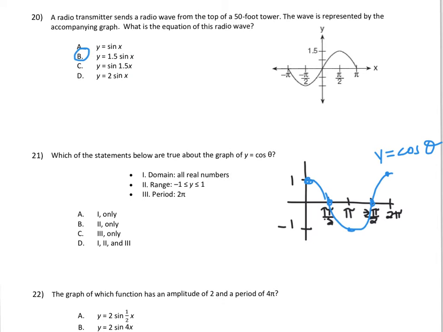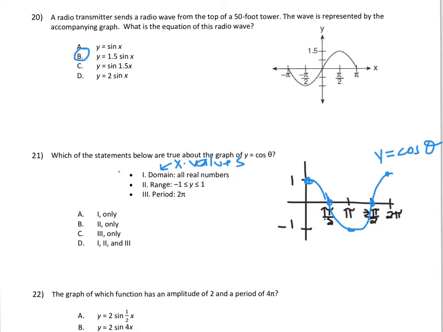All right, so in 21, they want to know which statements are true. So the first one says the domain. Now, we know the domain just refers to the x values. So let me just put that: the x values. Okay, so the domain is all real numbers. Well, that's true. The domain, the x values, I mean, this graph could keep going and going and going to the left. And as you work your way to the right, it could keep going and going also. So the x values, there's no limit. You can use anything within the x-axis.